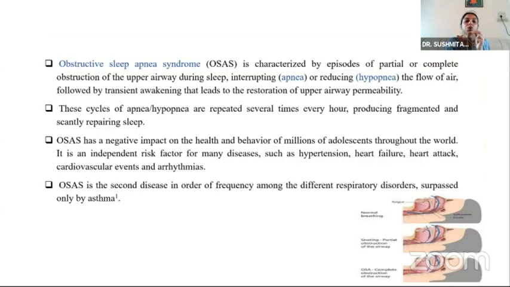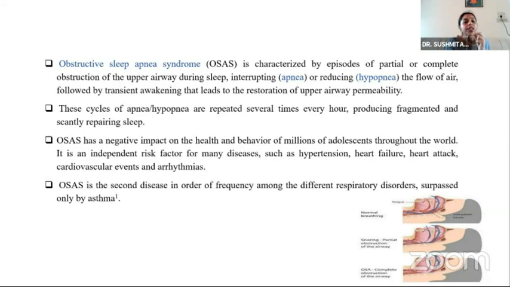So to start with, what is OSAS? It is characterized by repeated episodes of partial or complete upper airway obstruction during sleep, interrupting or reducing the flow of air, followed by transient awakenings, which restore the upper airway permeability. These cycles of apnea and hypopnea are repeated several times every hour, which produces a very impaired sleep cycle.